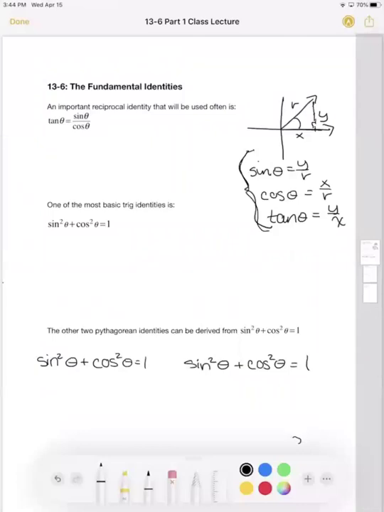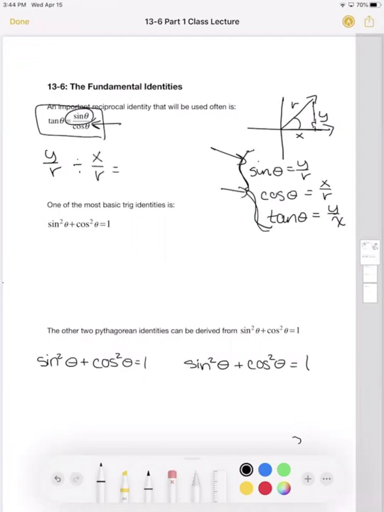Now, you've known this from the previous chapter, but let's see how that works to figure out this first important reciprocal identity. The tangent of theta is sine over cosine. So let's go ahead and use this information over here. The sine is y over r. So we're going to start with our numerator, that's y over r, and we're going to divide it by the cosine of theta, which is x over r.